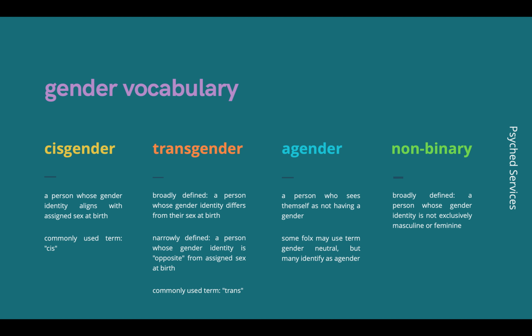We have agender as well. Agender is not always talked about, and I'm not sure why, but that's a person who sees themselves as not having a gender. So sometimes people will refer to themselves as gender neutral, sometimes agender. So that's another group to know about, another term, identity. And then the last one is non-binary. So a person whose gender identity is not exclusively masculine or feminine.